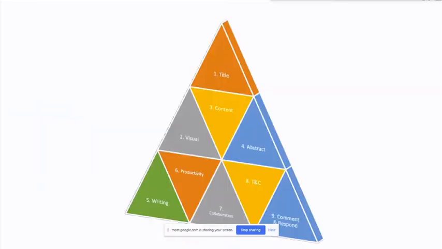so this is what I intend to cover today. There are nine areas that you need to be mindful of when you want to prepare for a journal article or submission to a journal. Okay, number 1, title. Number 2, visual. Number 3, content. Number 4, abstract. Writing, productivity, collaboration, terms and conditions, and lastly, comment and respond. Okay, let's move on.